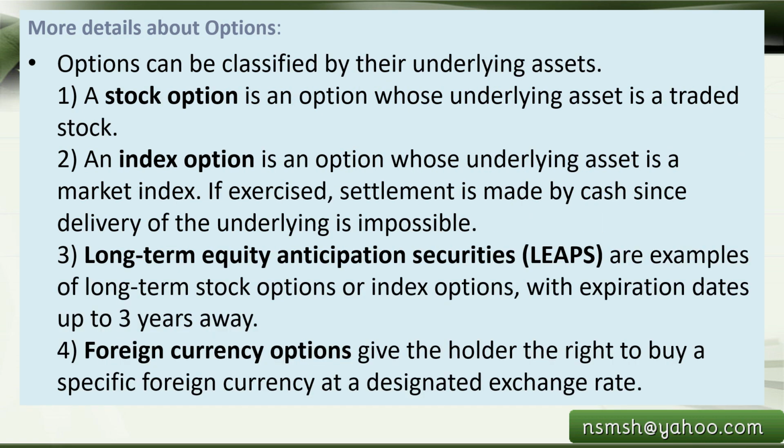Options can also be classified by their underlying assets. Either it is a stock option, or based on an index, or a long-term equity anticipation security. The short form is LEAPS, that is long-term equity anticipation securities. They are examples of long-term options, and they usually have expiration dates up to 3 years away. Foreign currency options give the holder the right to buy a specific foreign currency at a designated exchange rate.